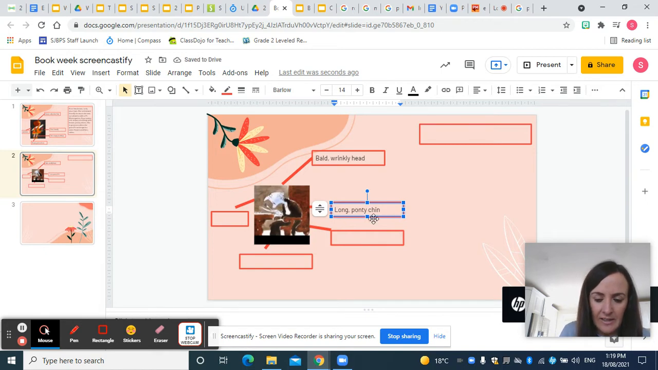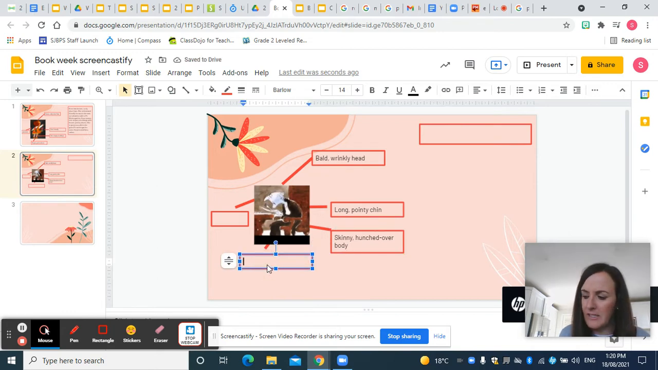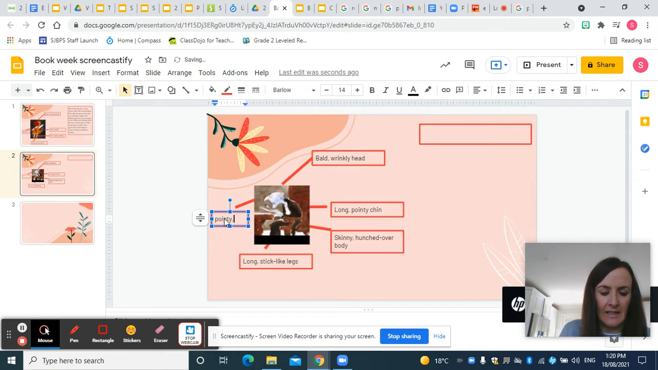Oops, I didn't spell pointy right. Need to fix that up. There we go. He really has, I think, good adjectives would be skinny and hunched over body. Down here, I might describe, he's got long stick-like legs, doesn't he? They look like sticks. And maybe over here I might describe poor old Mr Wintergarten's pointy, scary nose. Okay, so they're my brainstormed ideas for the adjectives.